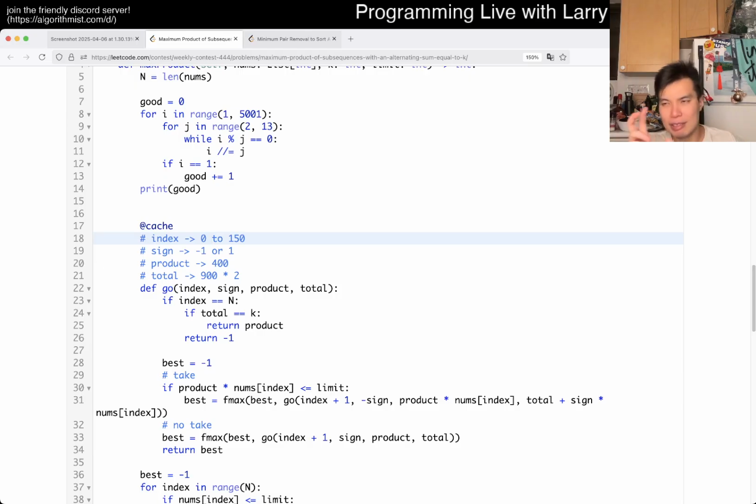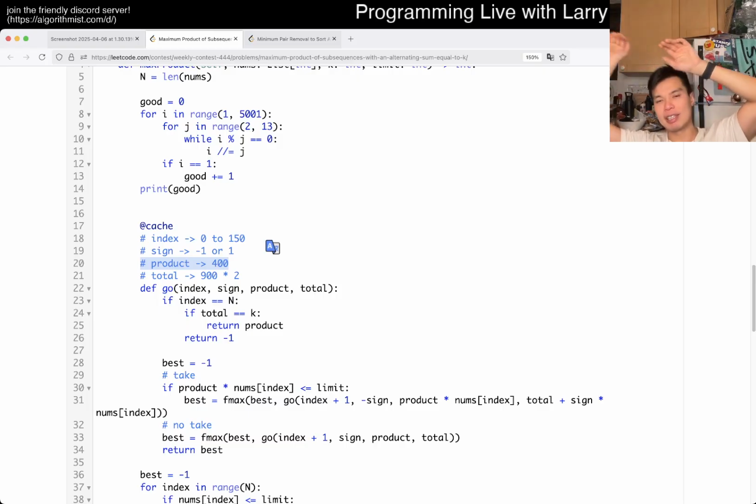ignoring, so there are multiple dimensions, right? But let's just say we only think about index and product, right? Well, what does that mean? Well, for the first index, you only have 1 possibility for product. For the second number, you only have 2 possibilities, maybe 3, and so forth, right? So it goes incrementally like that, right? So as a result, a lot of the states are not possible on the product side in the beginning, especially the beginning anyway. And then also the same with total.